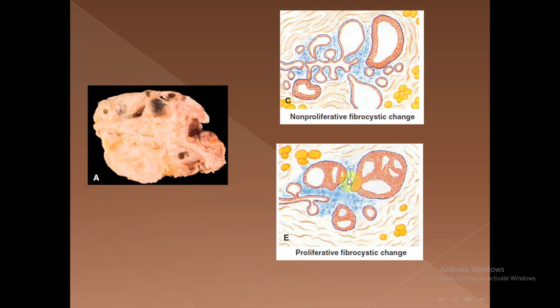In proliferative fibrocystic change, we have a proliferation of the lining epithelium. We can see here multiple layers of epithelial cells, and we can examine carefully these epithelial proliferations, whether there are atypical changes or there is no atypia. It is important because atypical proliferative fibrocystic change are pre-malignant conditions. So here we have epithelial proliferation or epitheliosis, and here we have the fibrosis.